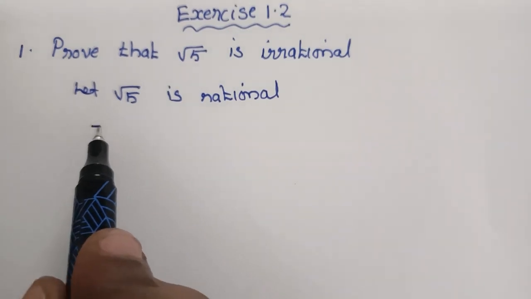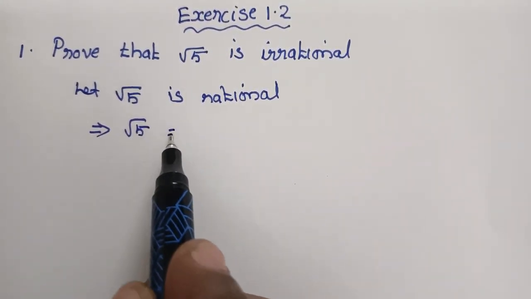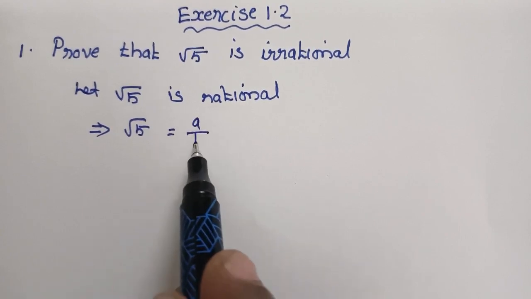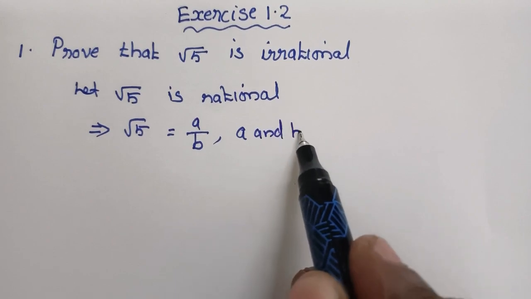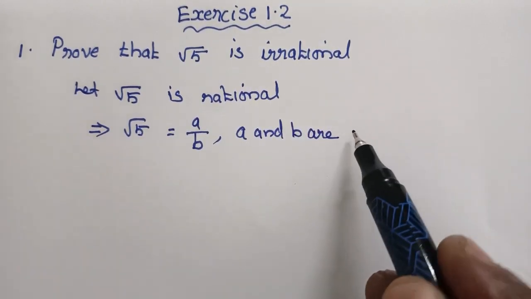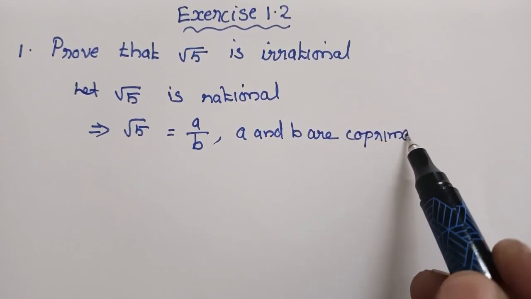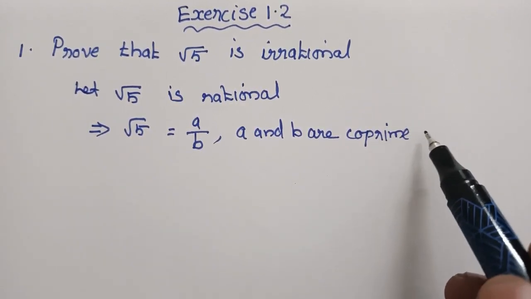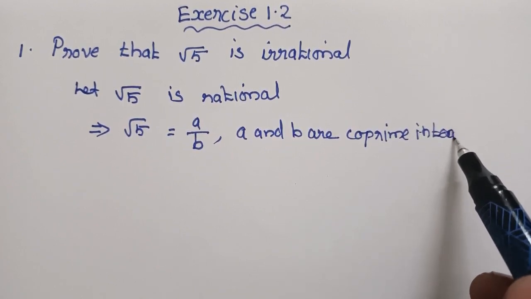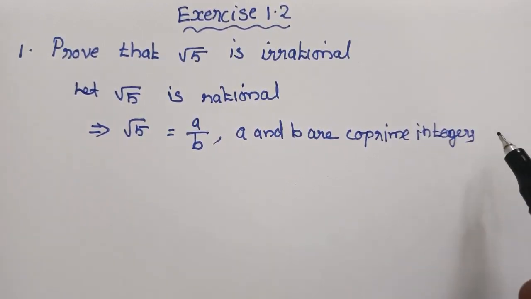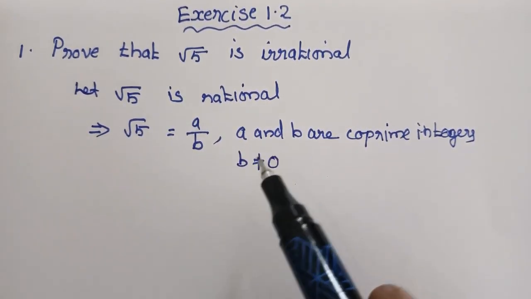Then we know that root 5, being a rational number, is of the form a by b, where a and b are co-prime integers. Co-prime means there is no common factor other than 1. And the denominator b is not equal to 0.